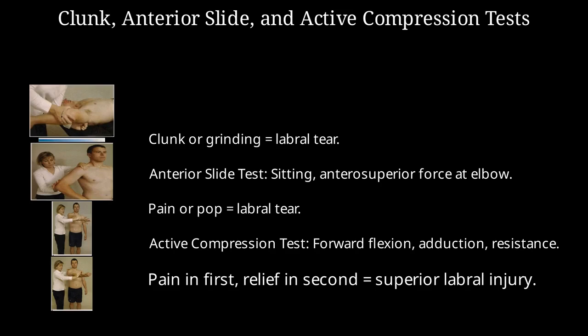The anterior slide test is done sitting, applying an anterior superior force at the elbow. Pain or a pop suggests a tear. The active compression test, O'Brien, involves forward flexion and adduction with resistance, with pain in the first position and relief in the second indicating a superior labral injury.